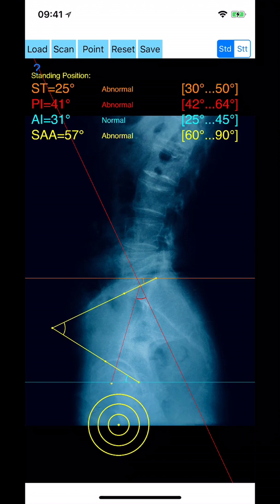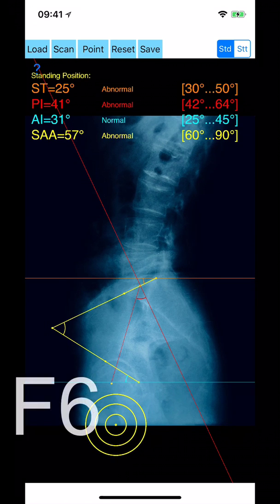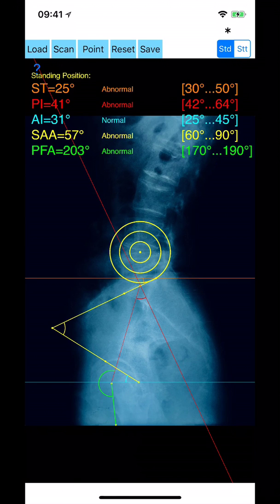By pressing the button point you mark the F6 point by aiming at the most anterior surface of the femoral shaft. The pelvic femoral angle, PFA, is calculated. The sacroacetabular angle, SAA, between a line from anterior to posterior wall and the sacral slope is also calculated.